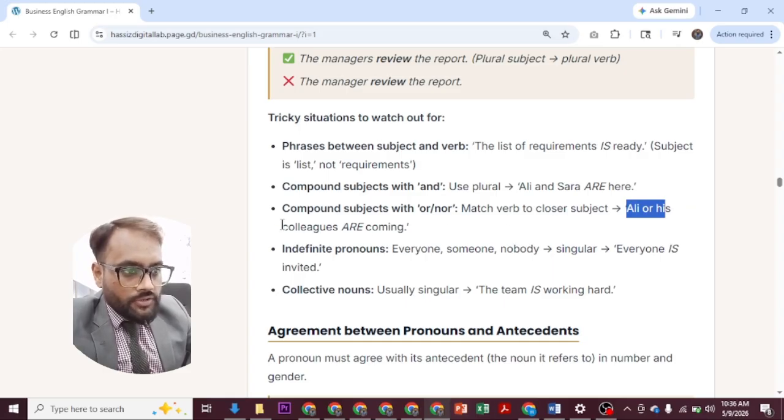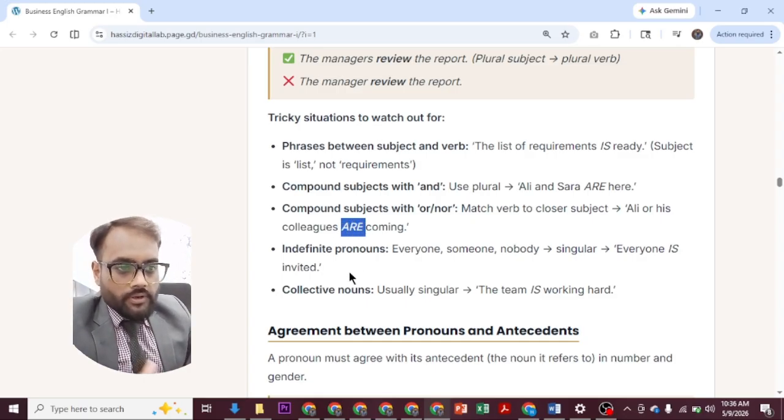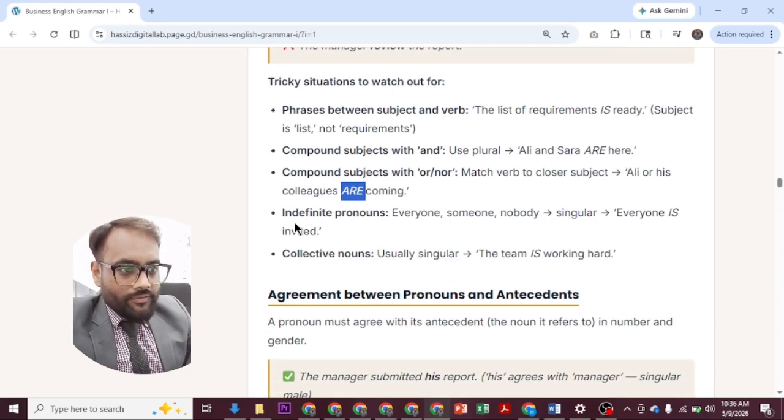Over here we can see "or" is used, and for "or" we have to judge whether to use "is" or "are". Here Ali or his colleagues are multiple, so for multiple we use "are coming". Okay, that's great. Next we have indefinite pronouns.